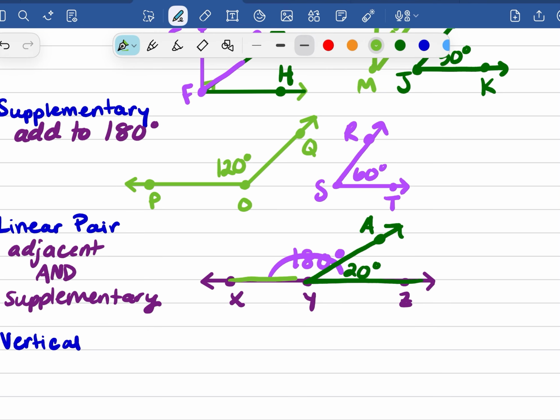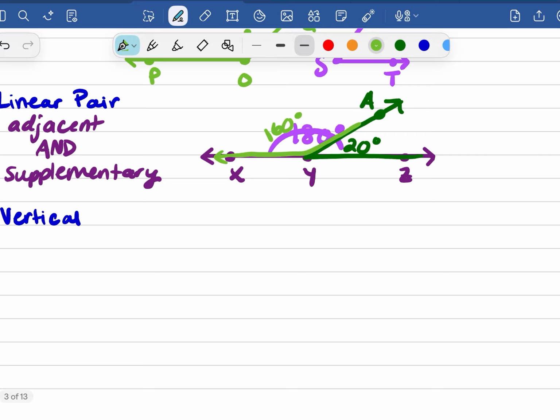So if angle XYA is 160, those together form a line. I actually used the line first and then created the angles. They're next to each other. They share the side or the ray YA, and they're supplementary. They add to 180 degrees together.